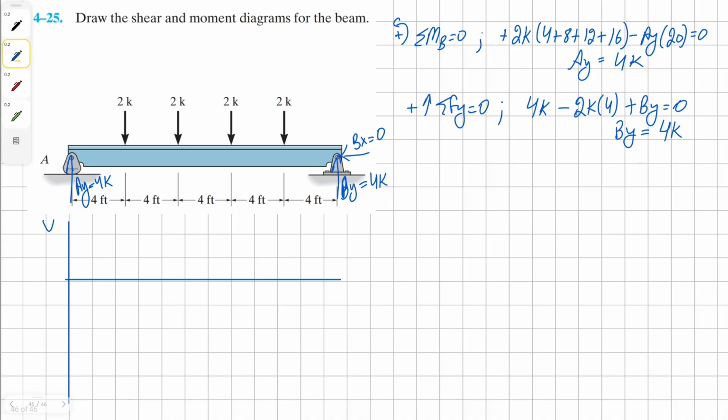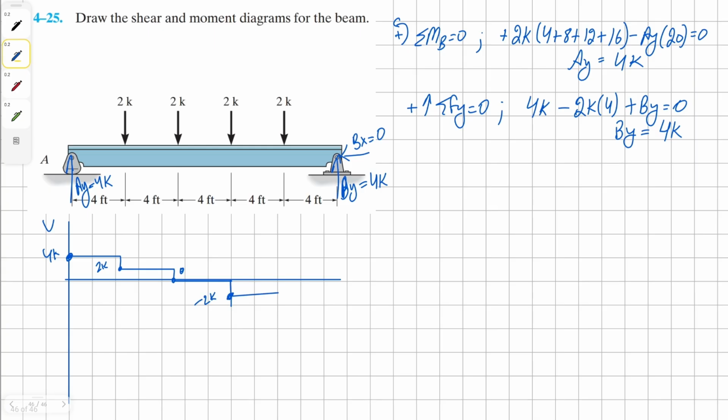So for shear, we're going to begin at 4k. Nothing's happening for 4 feet. Then we're going to go down 2k, come to 2k. Then for 4 feet, nothing's going to happen. Then we're going to come down to 0. Then nothing's going to happen for another 4. Then come down 2k. It's going to be negative.